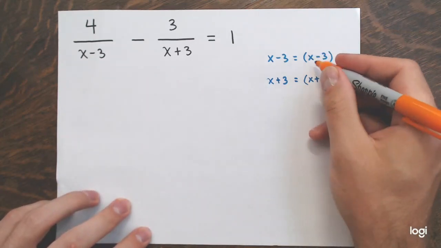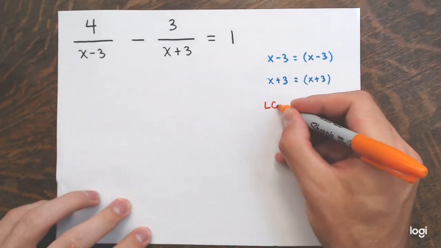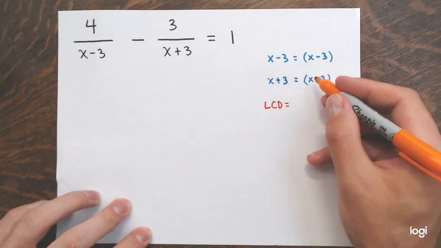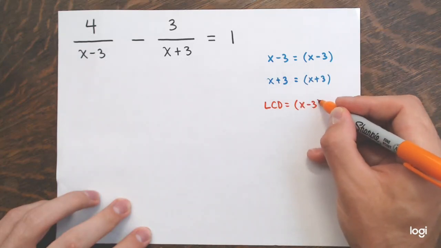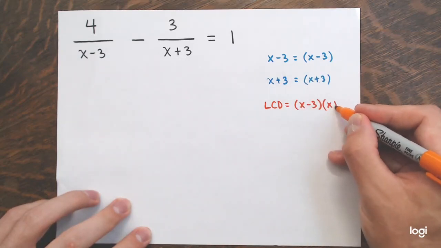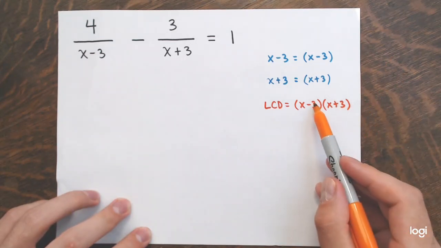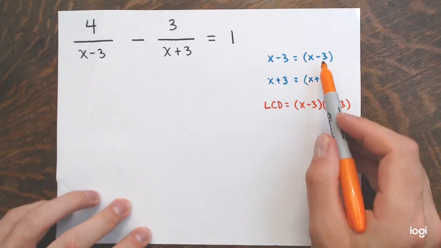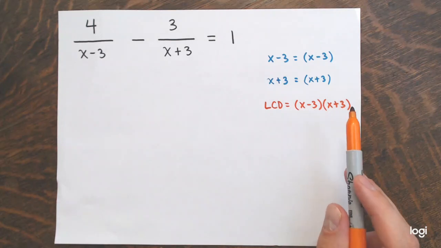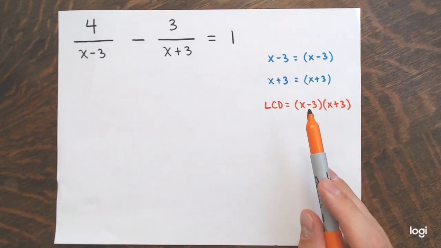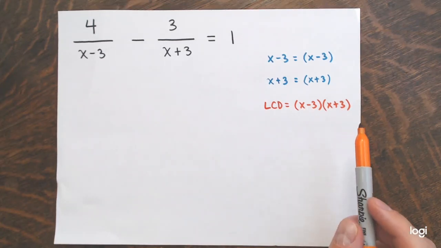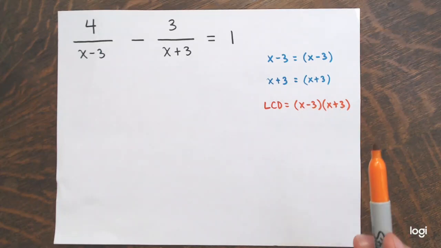Now that I've got the factorizations of the denominators, the LCD is going to have x minus 3 to some power, and x plus 3 to some power. None of these factors appear more than once in any of the factorizations, so it's all to the first power. So x minus 3 times x plus 3 is the LCD. This is what I'm going to multiply both sides by.